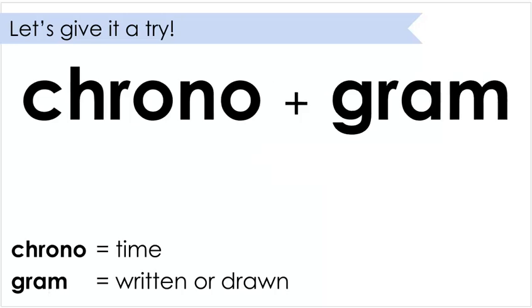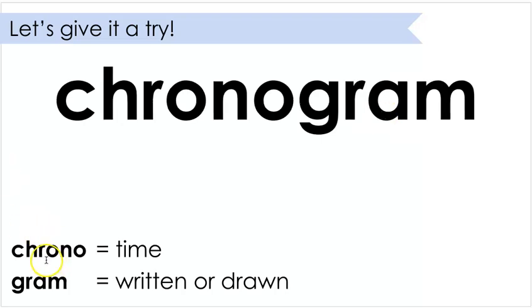We're going to stick with chrono again, and this time we're going to change it from graph to gram. If we do that, what's our new word? Chronogram, that's right. And chrono, of course, equals time. Gram, of course, equals written or drawn. If I add those together, what do you think our meaning is?